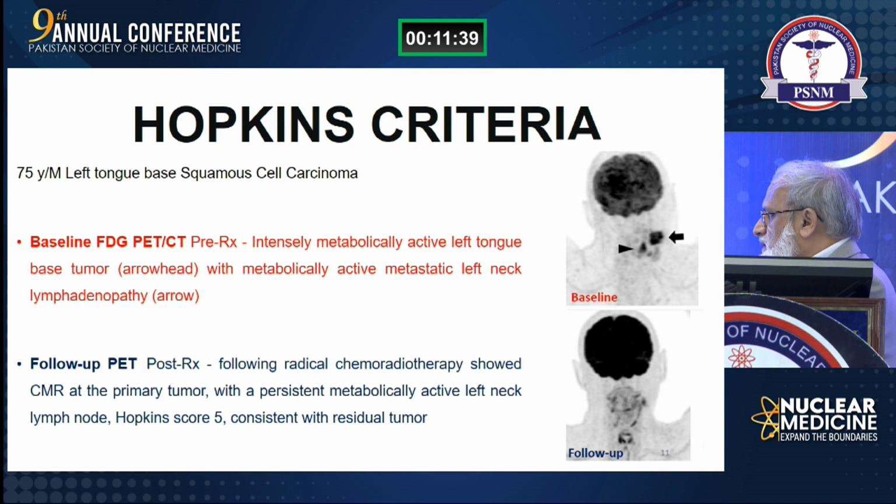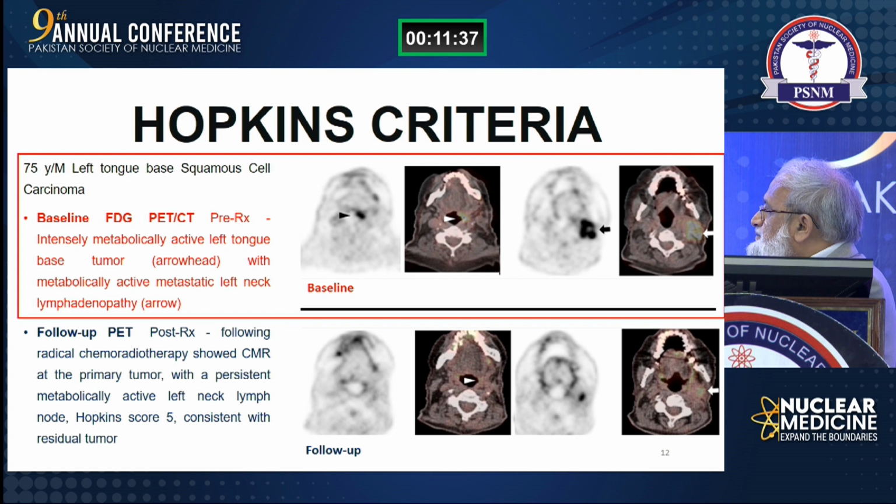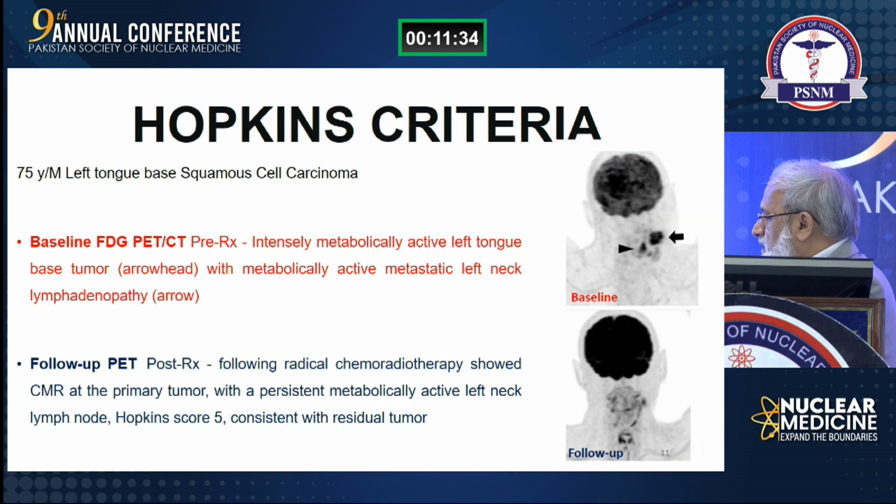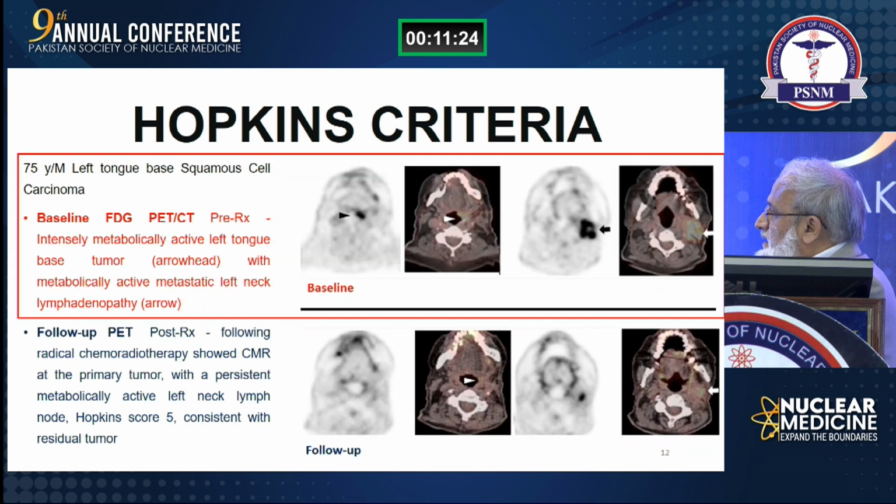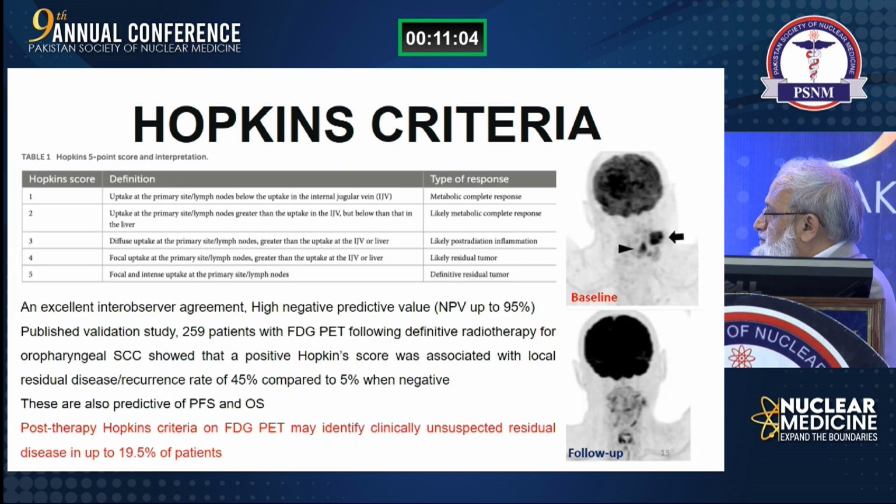So it's a Hopkins score 5, and persistent metastases are there. Here you can see, though it has shown reduction, it is still present. Again, another case in which a lingual tumor is there with metastasis in the neck nodes on the left side, and after a certain period of chemoradiotherapy, re-evaluation was done. The treatment response is there in the primary site, but tumors are still present.